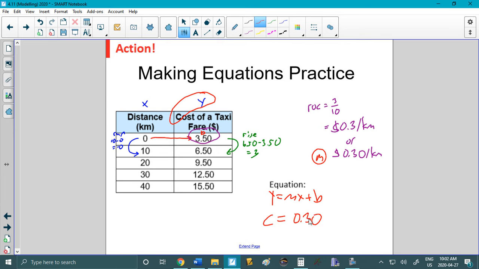Remember, I don't put units in equations. And then x is going to be d for distance, or k for kilometer. I'll do k, or little n for number of kilometers. And then plus b, my initial value is 350. Okay, so I did that one.